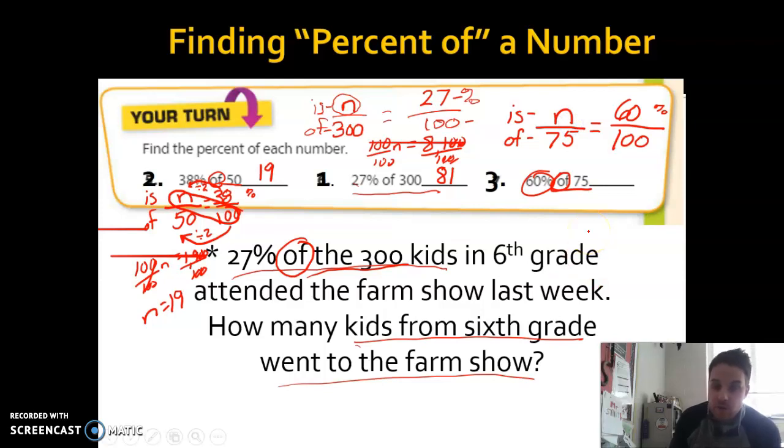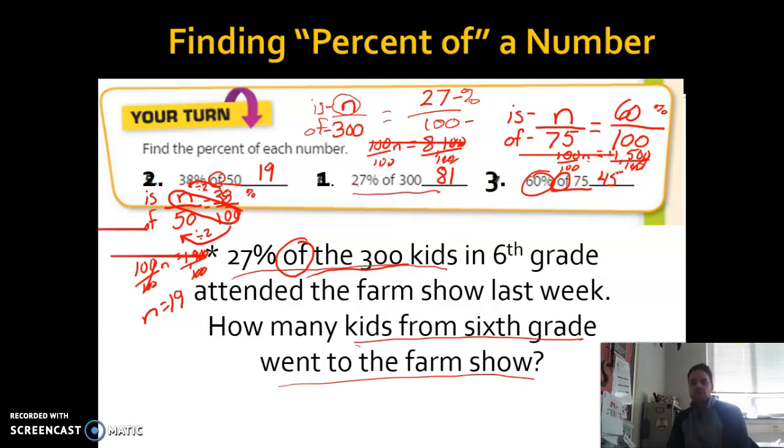So however you want to do it. If I was doing this, I would cross multiply because I don't see that these work together real nice. So 100 times n is 100n. Let's try 75 times 60 equals 4,500. Yep. And then divide both sides by 100, and 4,500 divided by 100 would be 45. Okay?